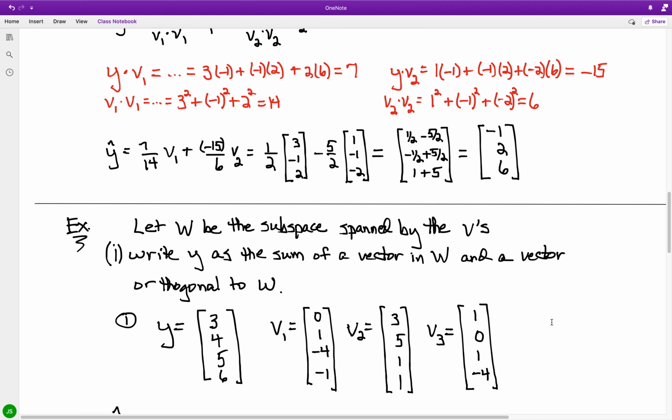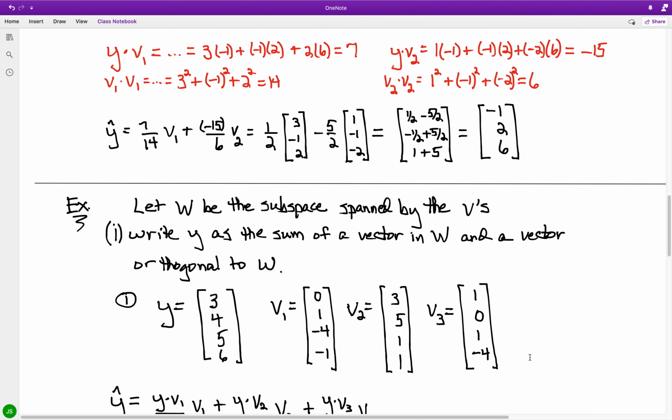Now, moving along, let's say we're working with vectors. Let W be the subspace spanned by the given vectors V. If we were to write y, which we had as a 4 by 1 vector, 3, 4, 5, 6, and we were to express y as the sum of a vector that is in W and a vector that is orthogonal to W. Again, W is spanned by the V's, and we have 3 of these: V1, V2, and V3.